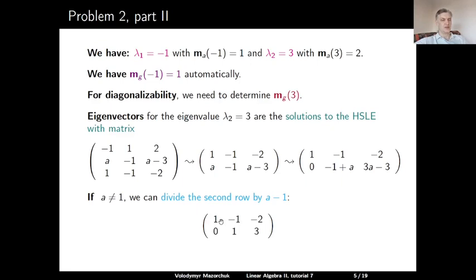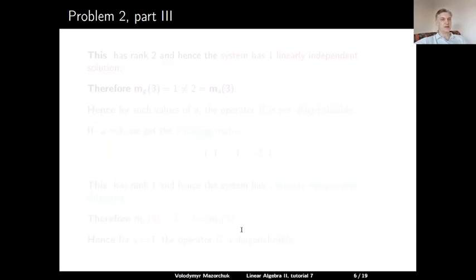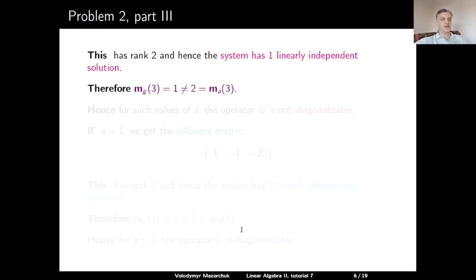This is a row echelon matrix with leading elements in columns 1 and 2. In particular, it has rank 2. And hence our system has the number of variables, which is 3, minus rank, which is 2. So we get 1. Our system has one linearly independent solution. This means that the geometric multiplicity of 3 is equal to 1, which is not equal to 2, that is the algebraic multiplicity of 3. So for such values of a, namely if a is not equal to 1, the linear operator G is not diagonalizable.